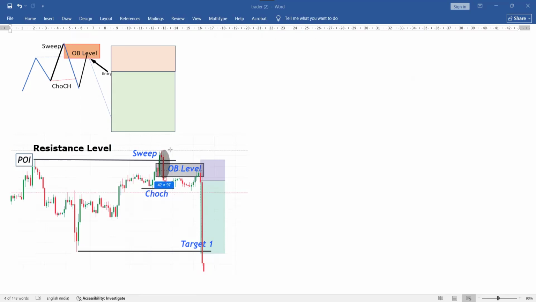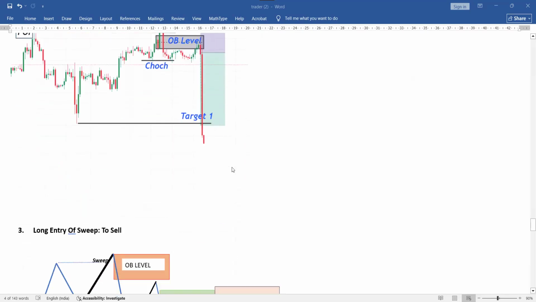This is my OB level. If I entered immediately here, the target will be reached quickly. The target is the last recent support level you have to take. That is the first target. It may go more, but you have to set it accordingly. This is the support level you have to target first. You can see a double target also. Let me show you how I go for two targets.